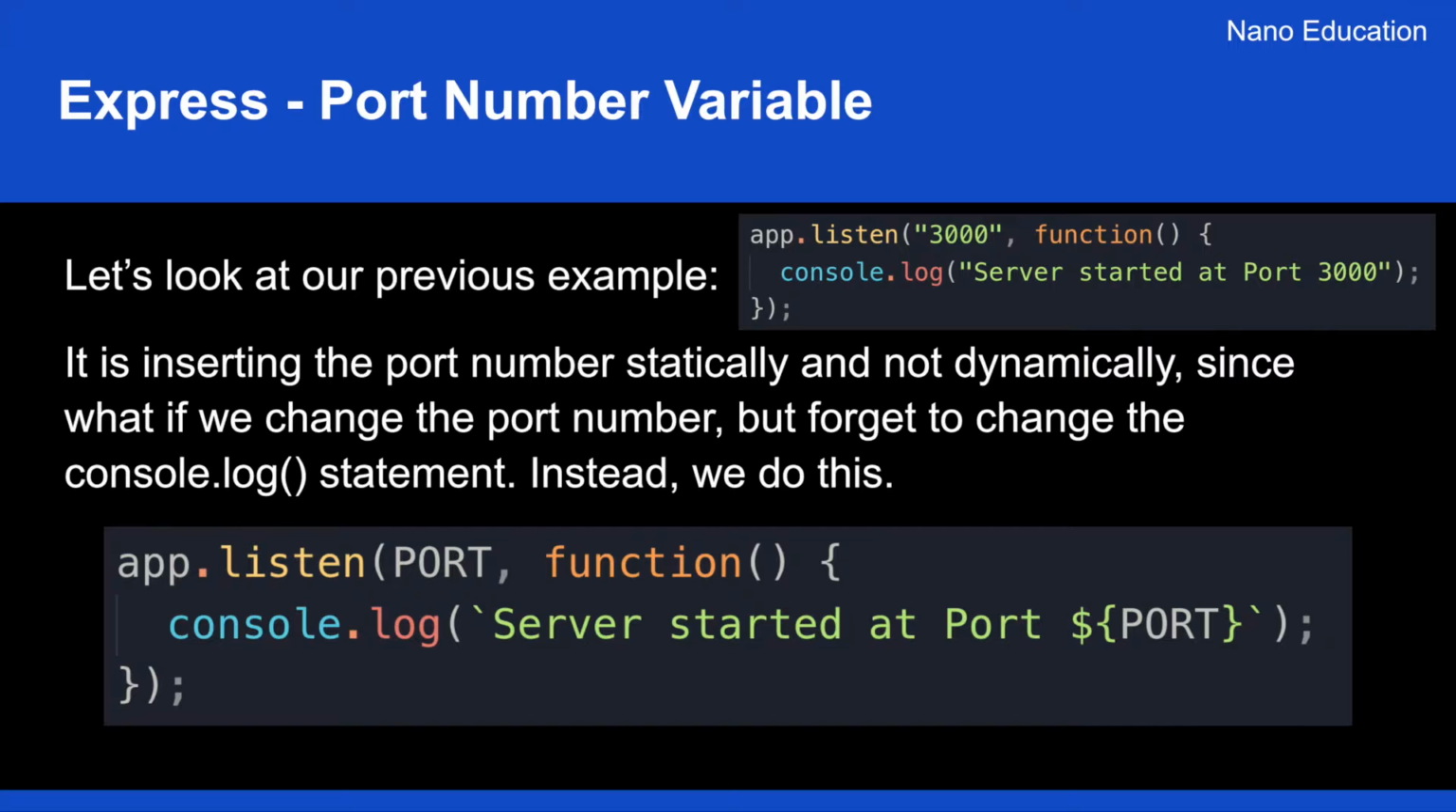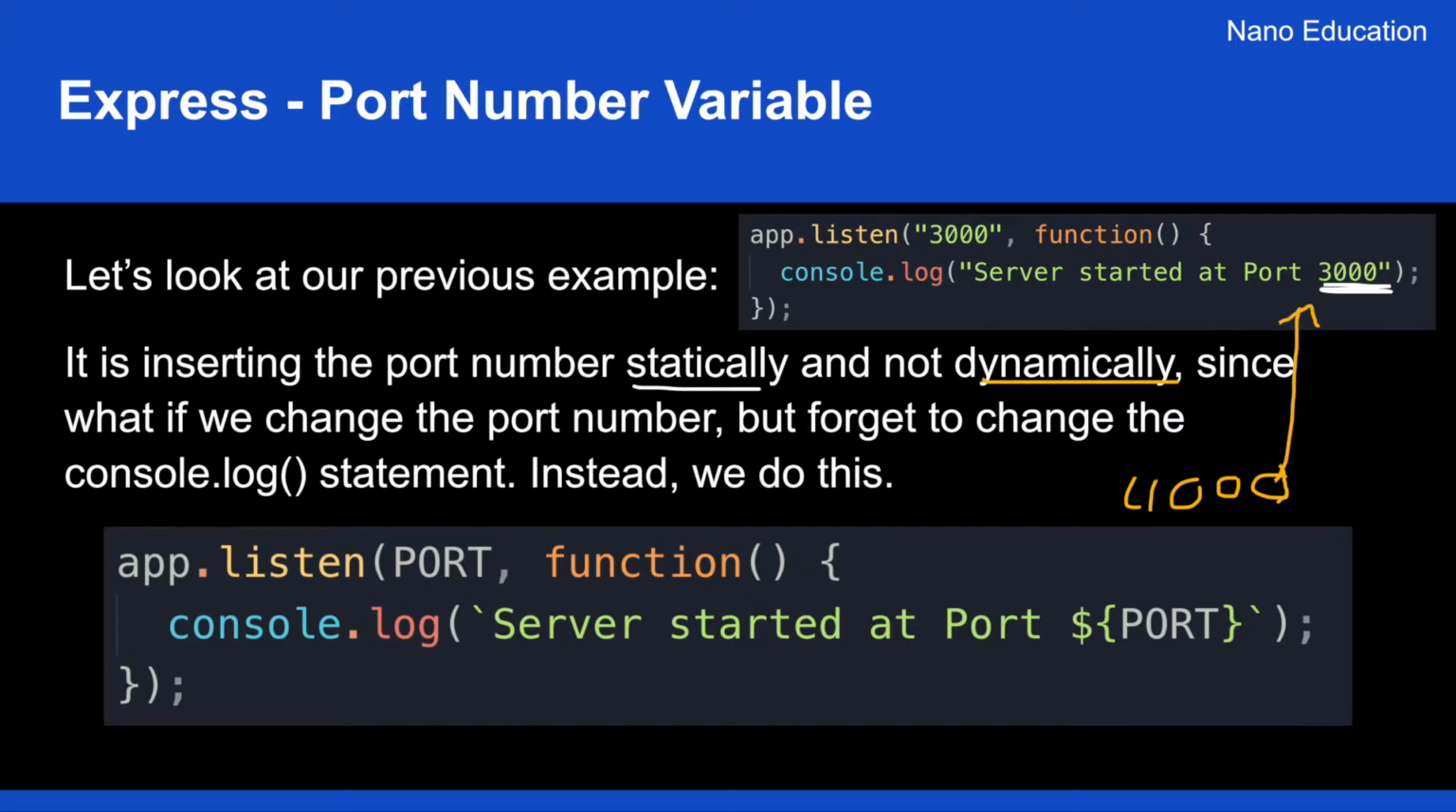So let's look at our previous example once again. It's pretty tiny. But in the port number right here, I was inserting it statically, but not dynamically. So let's say we were to change the port number to 4000, and I forget to change this. Well, my console is going to say 3000, and I'm going to think it's on 3000, so when I visit localhost 3000 or whatever, it's not going to work. I usually read the console.